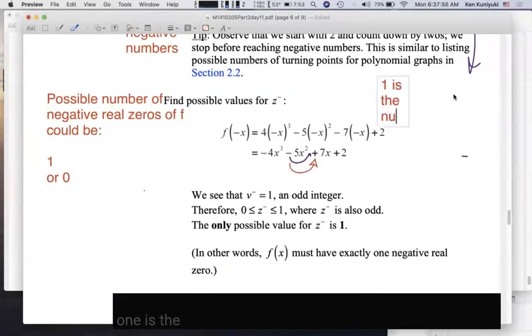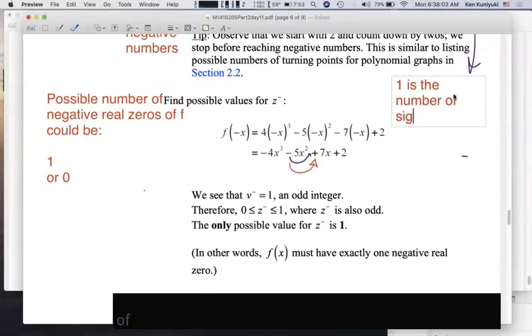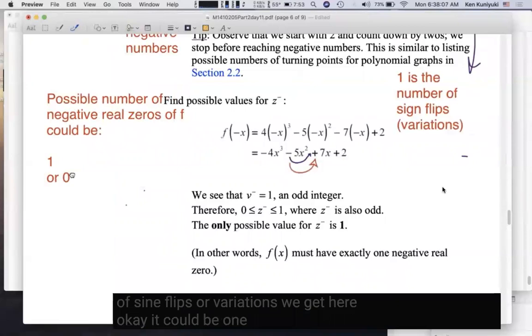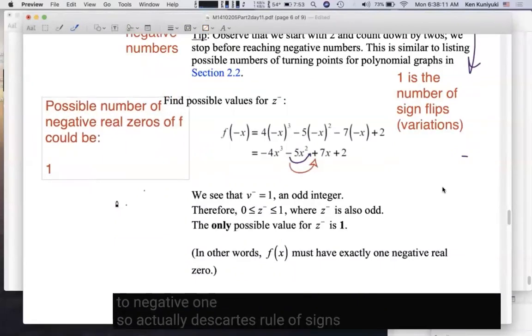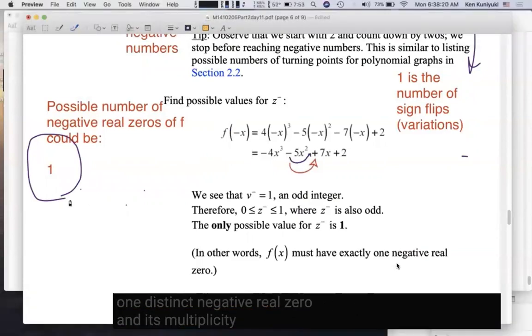1 is the number of sign flips or variations we get here. It could be 1, or we can't go to -1. So actually, Descartes' rule of signs is very informative here. We know that we have to have exactly one distinct negative real zero, and its multiplicity must be 1.